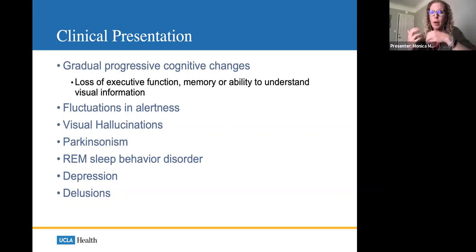One of the big hallmarks of Lewy body dementia is visual hallucinations. These are often non-threatening hallucinations. They're often hallucinations of animals or children, sometimes people, but they're very real. They're real hallucinations. It's not that the guitar comes to life.